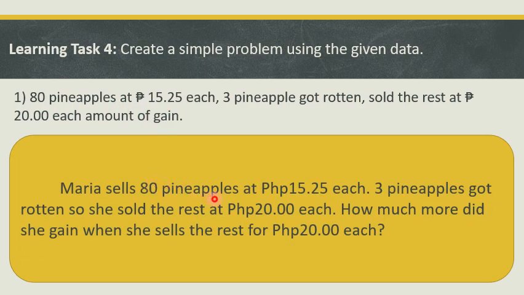So, Maria sells 80 pineapples at 15 pesos and 25 centavos each. 3 pineapples got rotten, so she sold the rest at 20 pesos each. How much more did she gain when she sells the rest for 20 pesos each? So, pwede pong ganyan. So, nandun pa rin naman po lahat yung words. Ito rin, yung gain, nandyan din po siya.